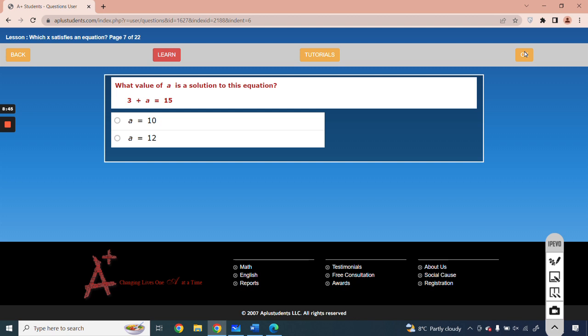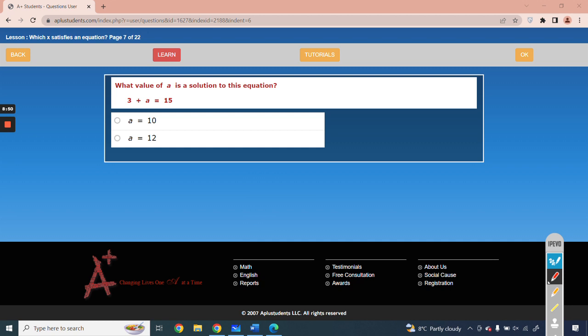The next one is, what value of a is the solution of the equation? You have to find the value of a. 3 plus a equals 15. Let's start with the first option. a equals 10. 3 plus 10 is 13. 13 is not equal to 15. This isn't the solution of the equation. Got it? Replace the a with 12 with the second option. 12 plus 3 is 15. Both sides of the equation are equal. That means option number 2 is the correct option. Got it? a equals 12.